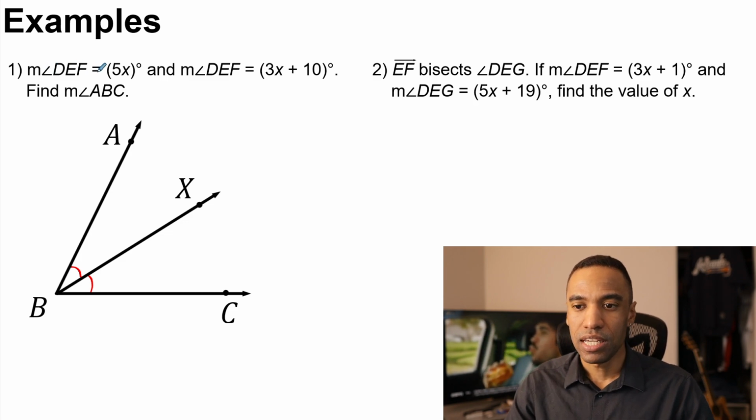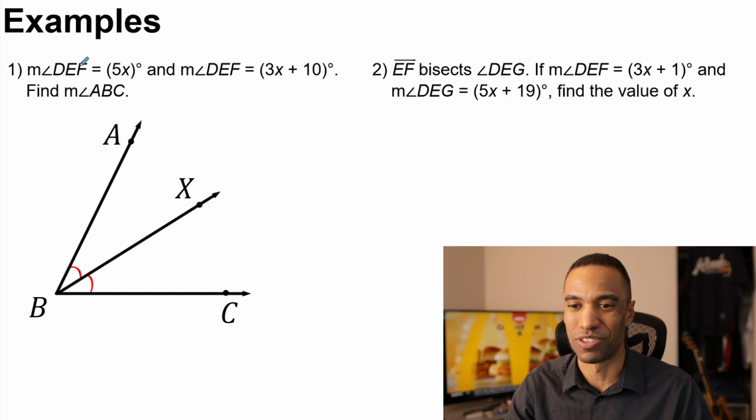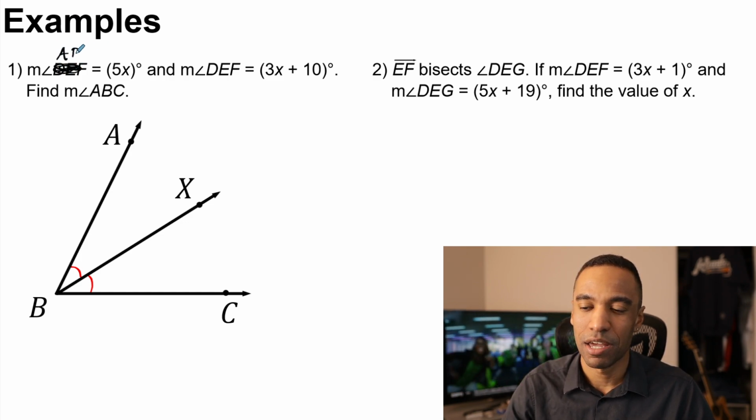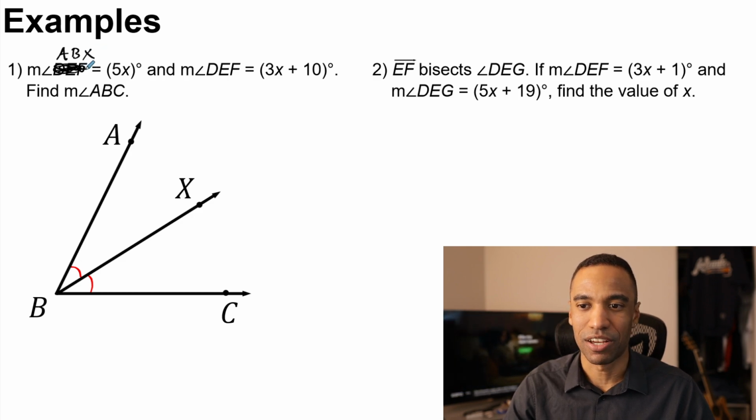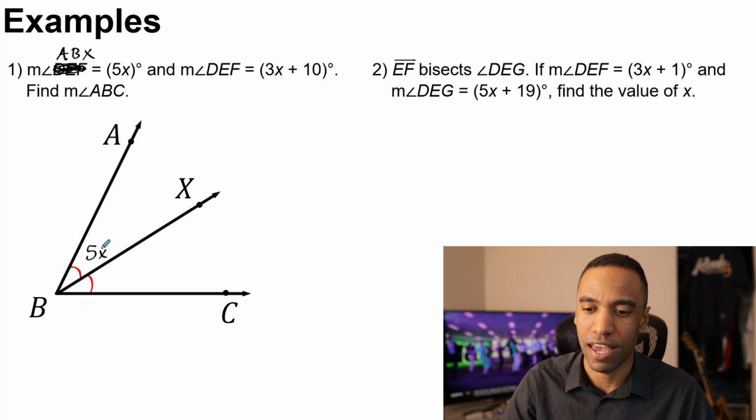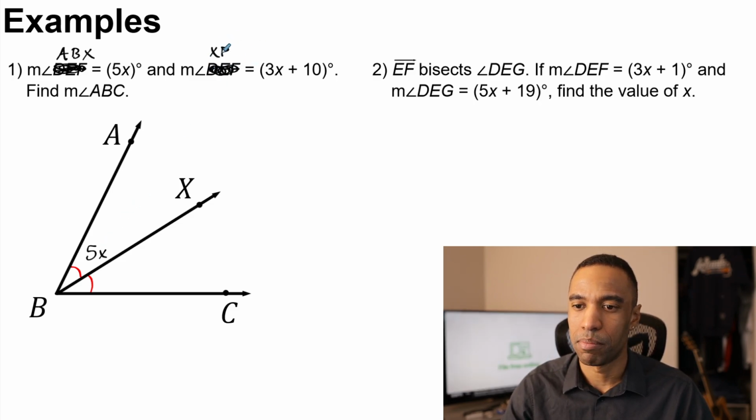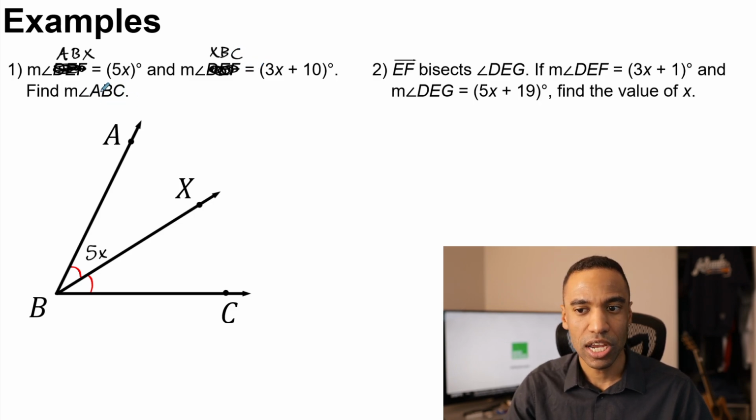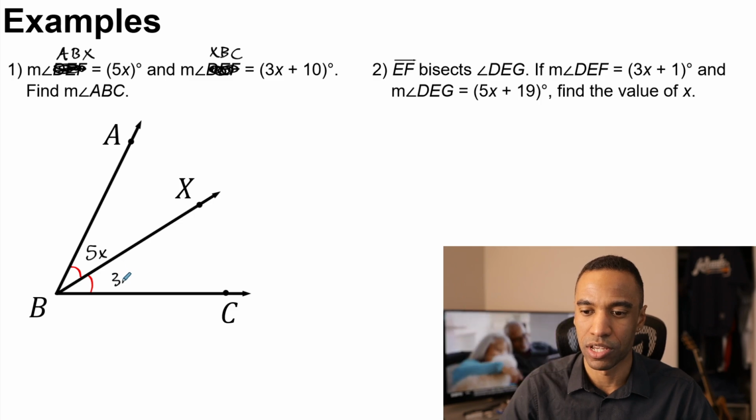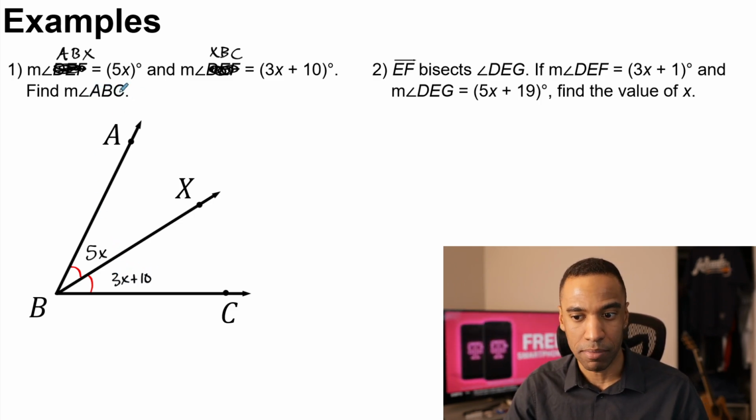The measure of angle DEF equals, oh shoot, I didn't change the letters. In fact, I didn't change the letters with this thing. Hang on, let me write this really quickly. My bad. The measure of angle ABX equals 5x degrees. That's embarrassing. So that thing is 5x right here. And the measure of angle, I'm sorry, this is XBC. See, I changed the letters in ABC right here. My bad. XBC equals 3x plus 10 degrees. That's that one right there. Find the measure of angle ABC.